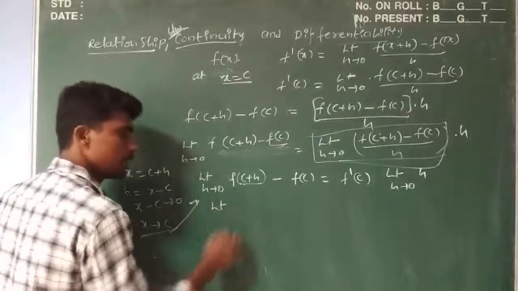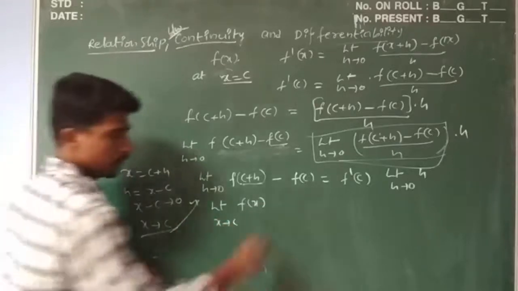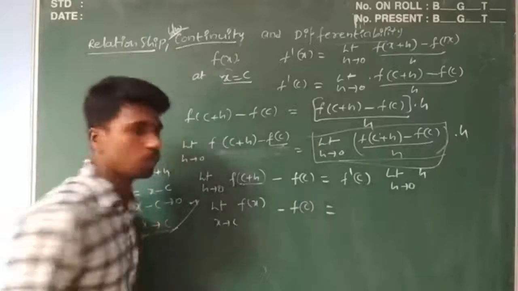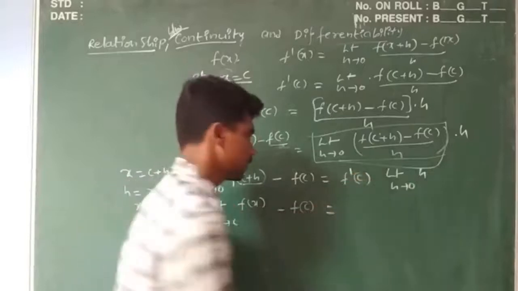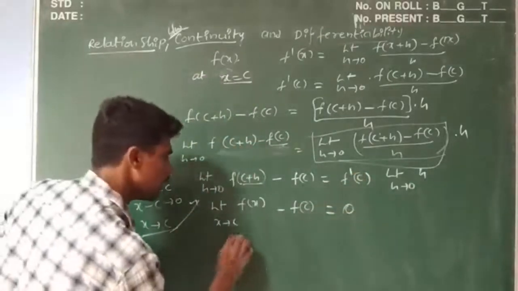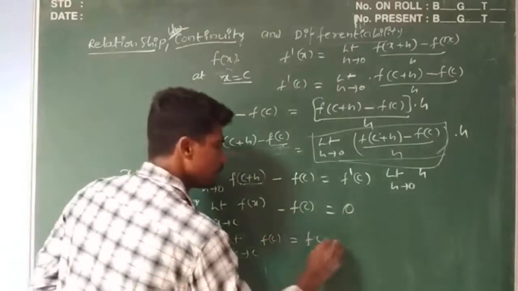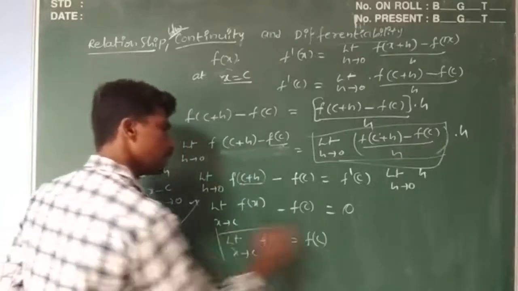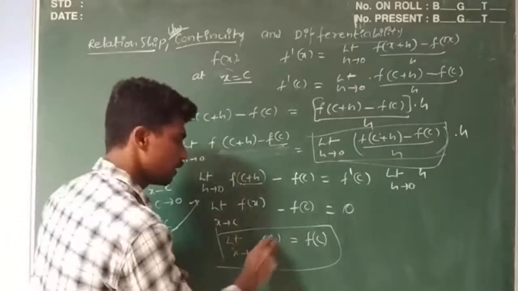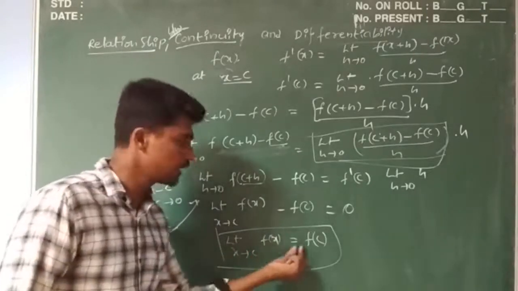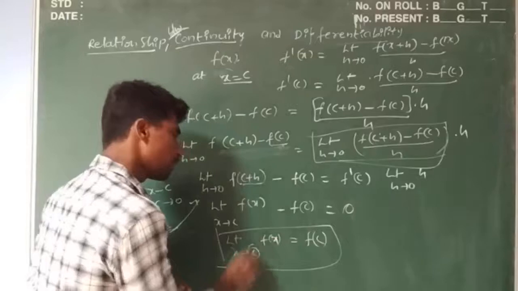What we get? Limit of f of x as x tending to c minus f of c is equal to h tending to 0 of h, nothing but 0 into anything. So now what we get? Limit x tending to c of f of c is equal to f of c. So if limit x tending to c of f of x is equal to f of c, then we can say the given function is continuous at point c.